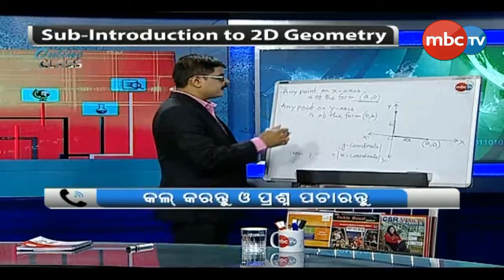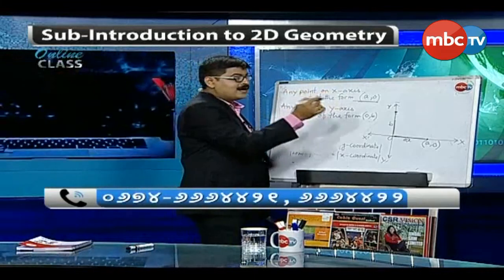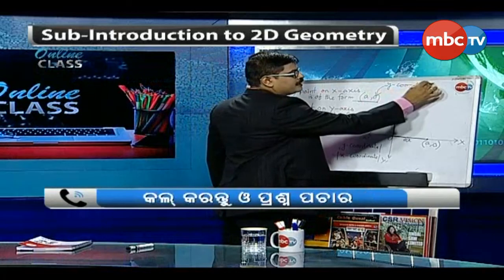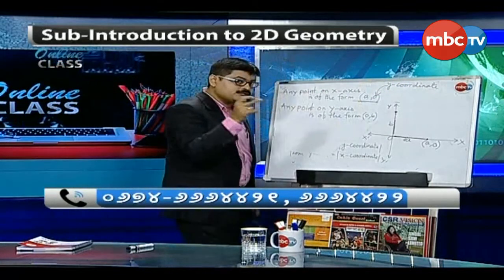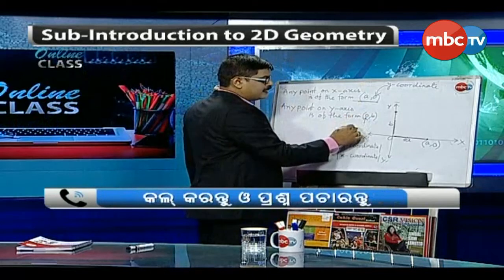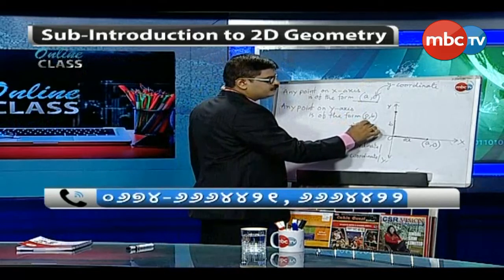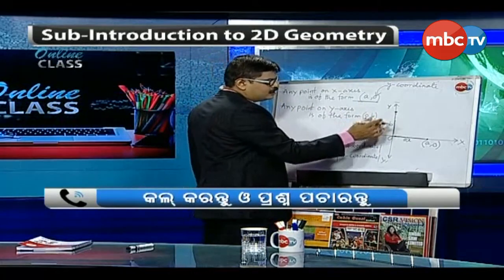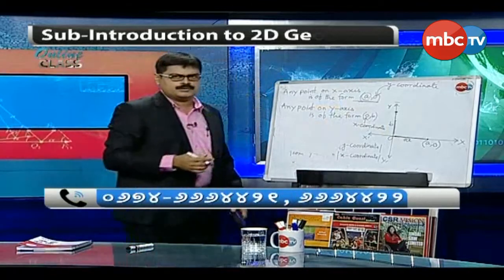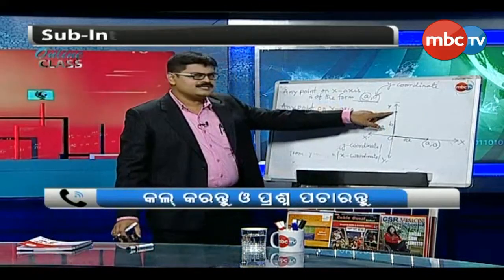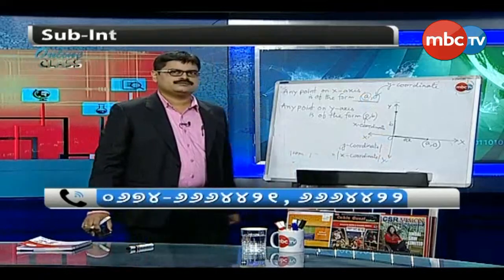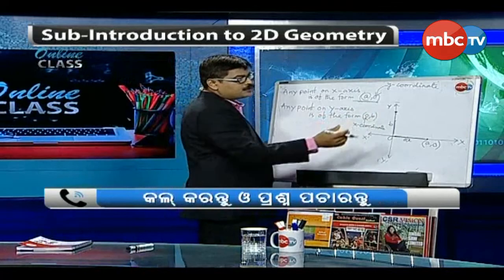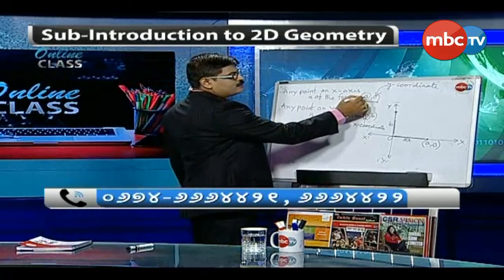What I mean to say is, any point on the x axis has its y coordinate 0, and if a point is on the y axis, then the x coordinate should be 0. This b can be any real number, and this a can be any real number. We are here on the positive side of the y axis, you can move to the negative side of the y axis also, but the nature will be the same. This b can be positive, negative or 0, this a can be positive, negative or 0.